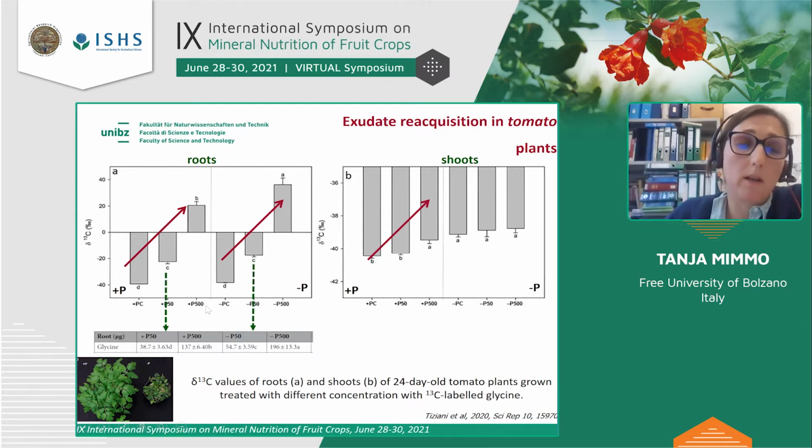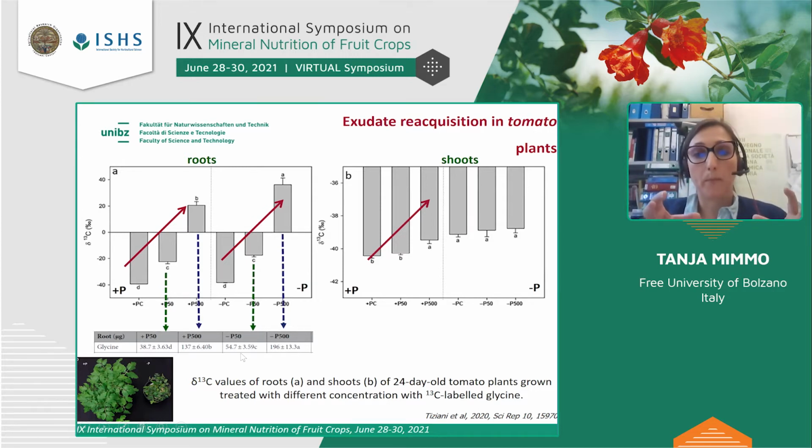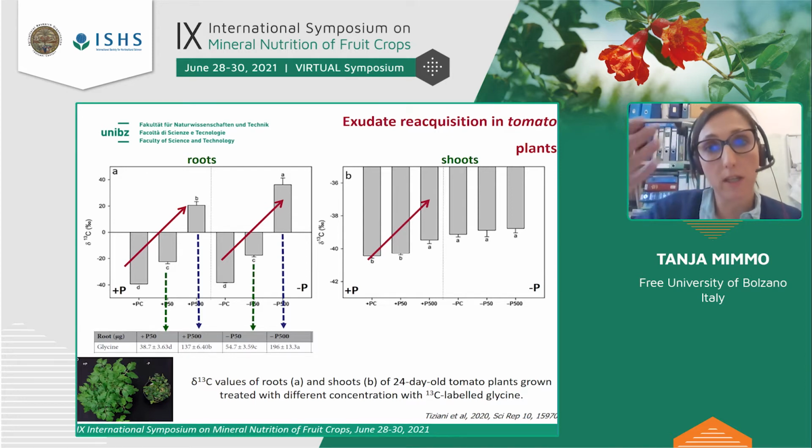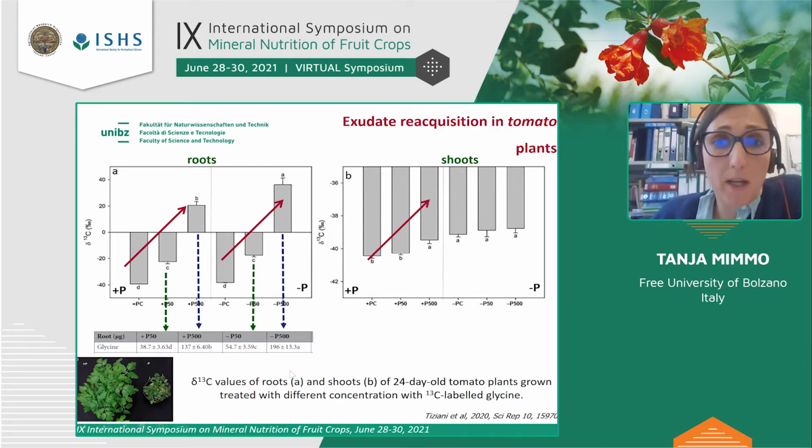In fact, by looking at the mass balance, and comparing the same conditions, plus P minus P, at the same concentration of glycine we supply to the plant, you see almost a 30–40% increase in delta 13C acquired by the plant. So how much it is reacquired by the plant also depends on the nutrient status of the plant, and on the concentration of the root exudate.